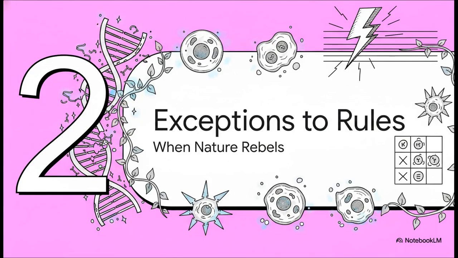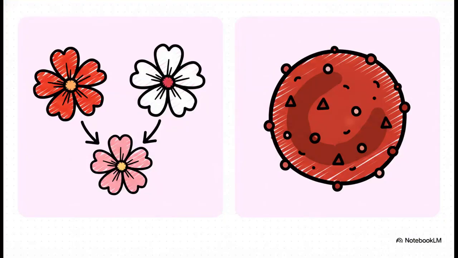Which brings us to Section 2, exceptions to the rules. Because, as we all know, nature absolutely loves to throw in some rebellions. Biology is rarely perfectly clean. Mendel's law of dominance basically assumed one trait always wins. But look at this contrast. In incomplete dominance, we actually see an intermediate blend. If you cross a true breeding red snapdragon with a white one, you get a pink one. Neither completely dominates. Then, on the flip side, there's codominance.